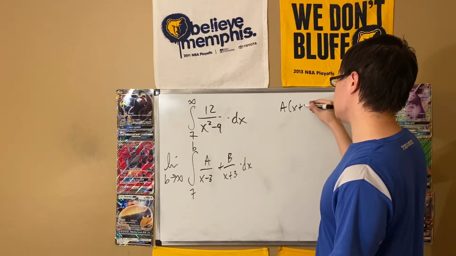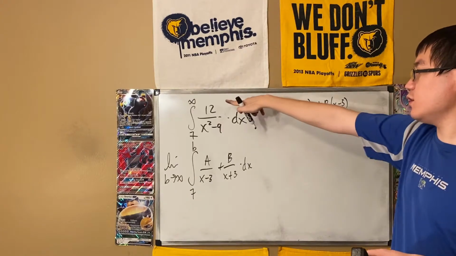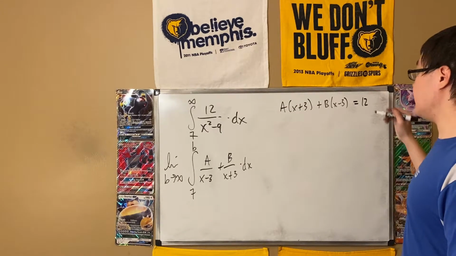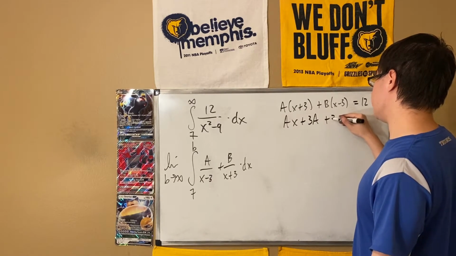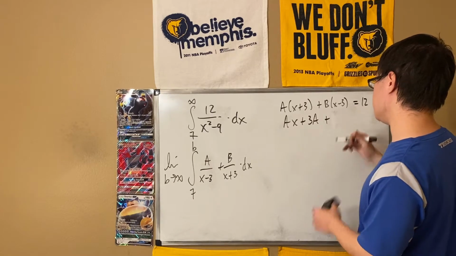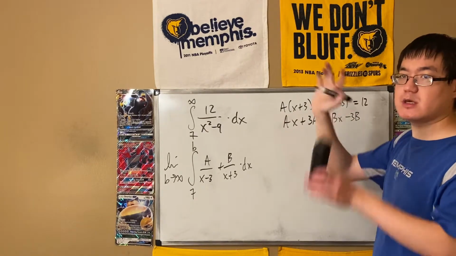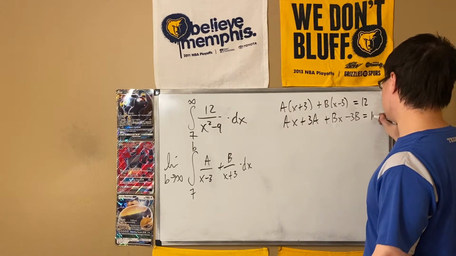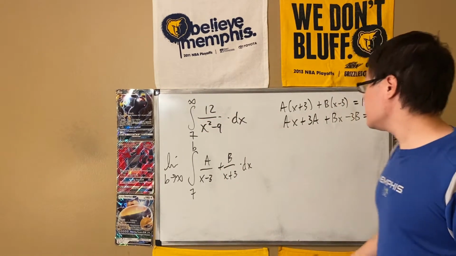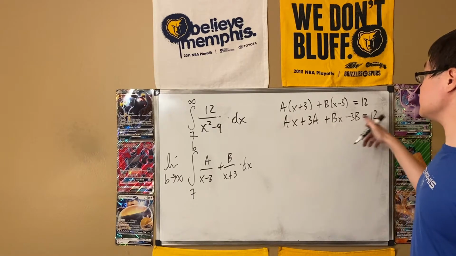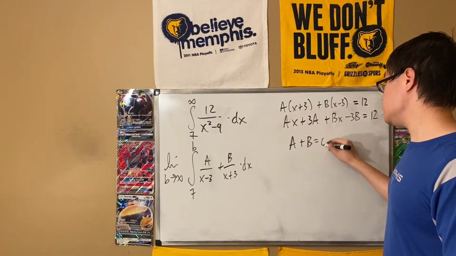A times x plus 3 plus B times x minus 3. You set this equal to the original numerator, which in this case is 12. I'm going to distribute real quick. Ax plus 3A plus Bx minus 3B. So I'm just distributing this B and this A, just to have a little bit of fun, equals 12. So then what I need to do is form my x equation and my not x equation. But this one's not going to be too bad. Ax plus Bx is equal to 0x. So I have the nice equation A plus B equals 0.